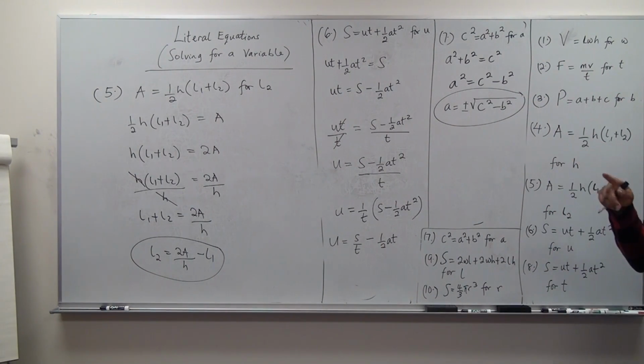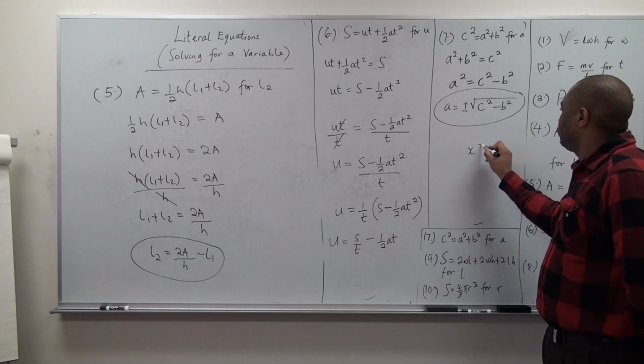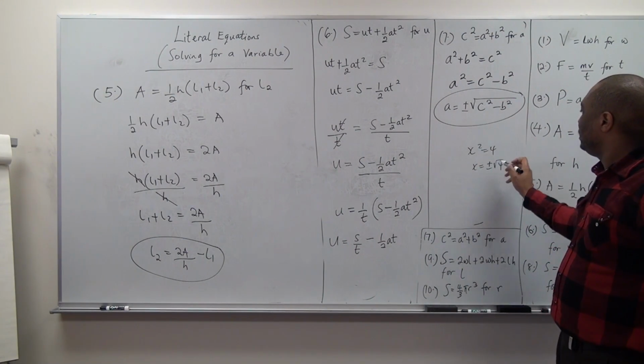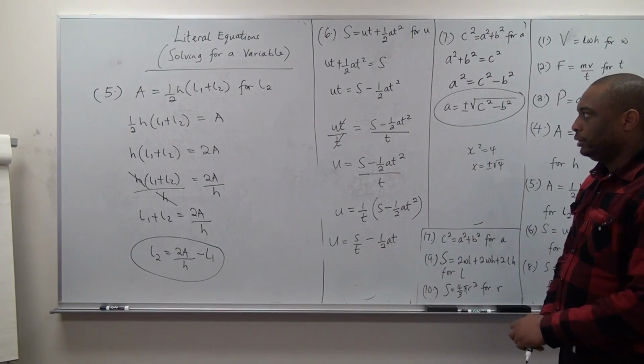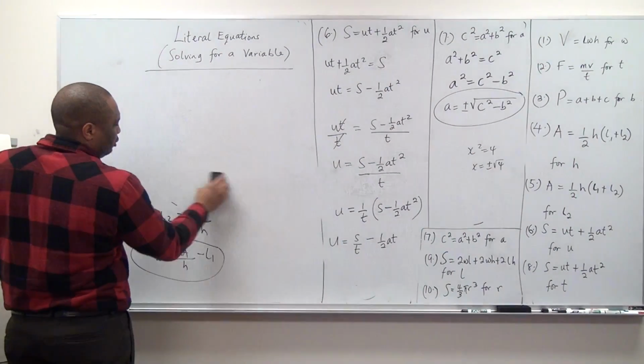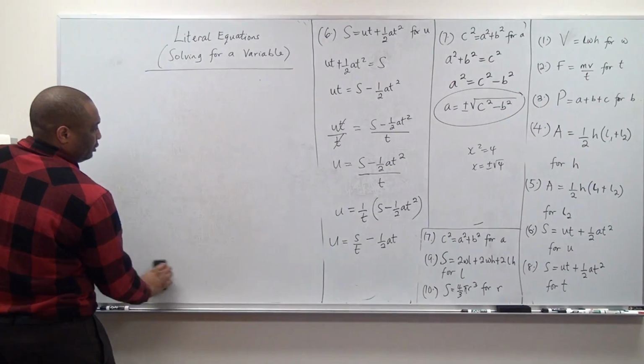Just like when you have x squared equal to 4, x will be plus or minus the square root of 4. That's the same principle here. Okay, that's number 7. 3 more examples to go.